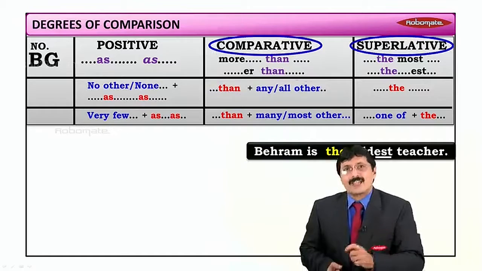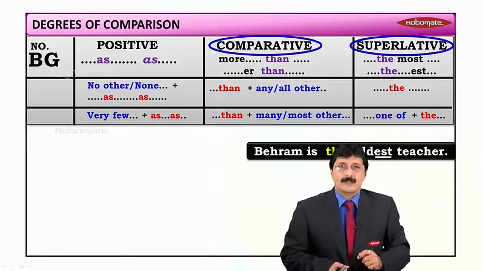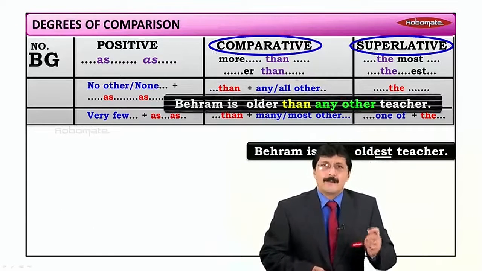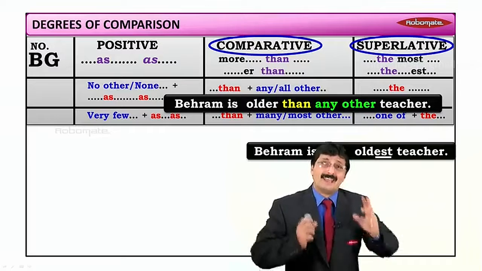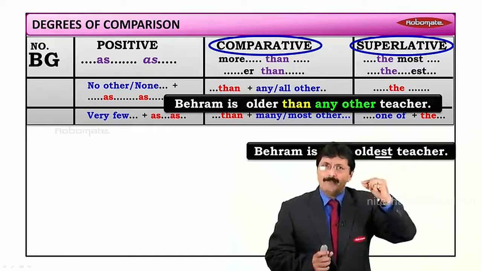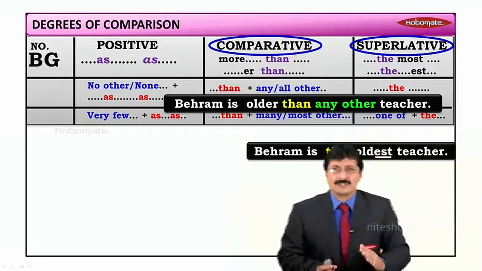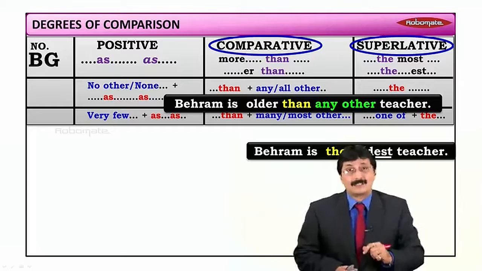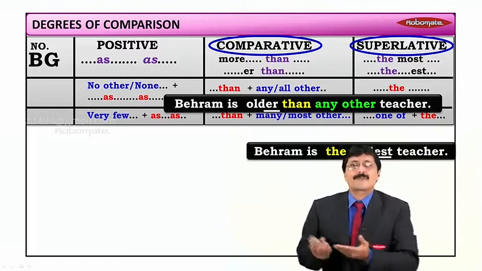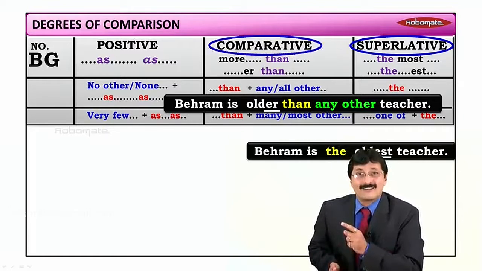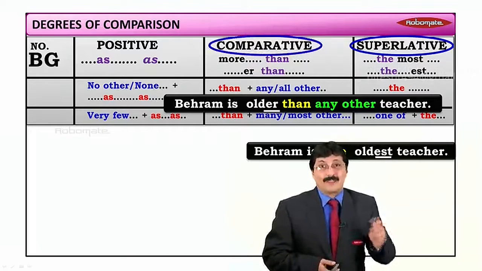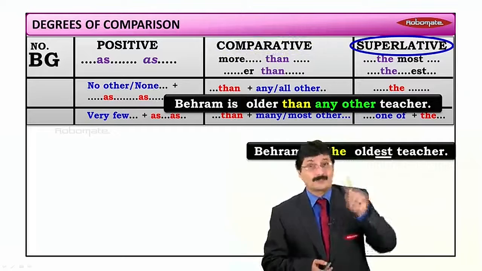Now, let's change to the comparative. Behram is the oldest teacher. In the comparative becomes, Behram is older than any other teacher. Because Behram is the oldest teacher means Behram is the one who is the oldest, the most aged. He is older than any other teacher. I want you to see this. Is this comparative? Yes. How do you know? Of course, ER is there, and of course you can easily see the bodyguard than. We have changed the bodyguard from the superlative to the comparative.